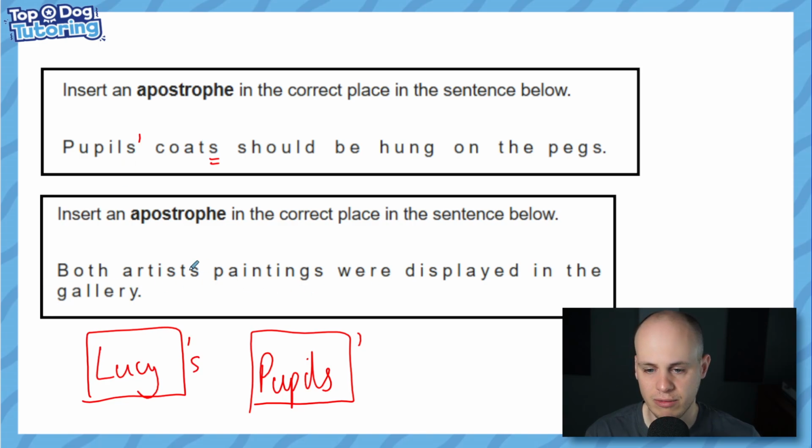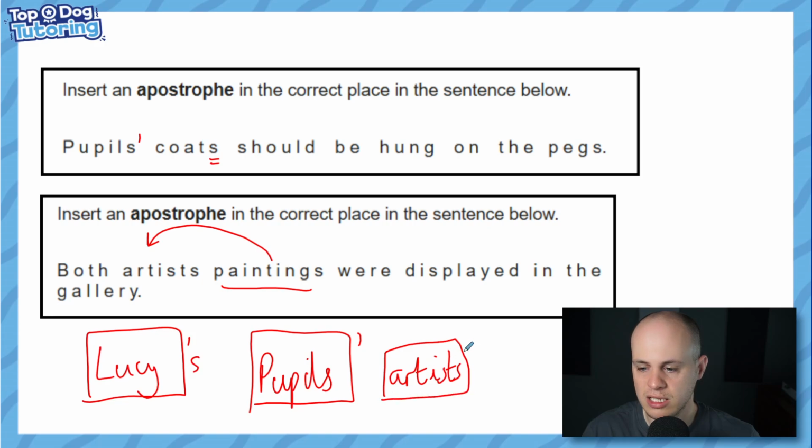Same thing happens here, right? Both artists' paintings. So the paintings belong to both of these artists. There's more than one artist. So let's think about boxing up our noun. Our noun is artists. Let's put an apostrophe S on the end, but oops, it already ends in S, so I didn't need another one. So let's put our apostrophe here at the end of artists, not before the S. If we put it before the S, it would suggest there's one artist, and then it wouldn't make sense because you've said both. Both artist doesn't make any sense. Are we kind of getting the hang of this?